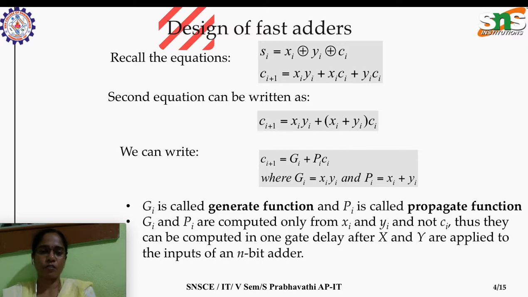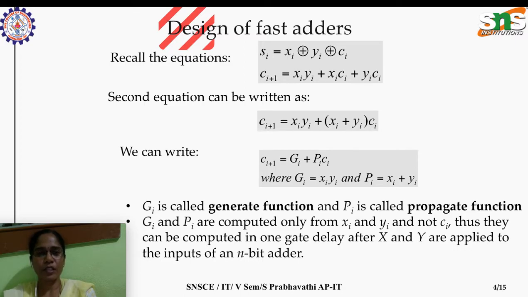I think you are familiar with these two equations. The sum at any stage i is nothing but the XOR of xi, yi and ci, and the carry for the next stage is nothing but xi yi plus xi ci plus yi ci. This is the logic implemented in the previous n-bit ripple carry full adder, or simply you could say 4-bit full adders.